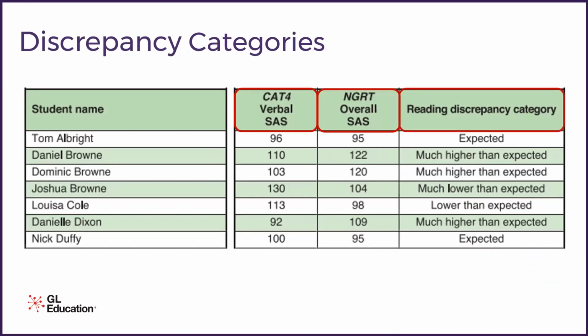A reading discrepancy category highlights whether an individual's test performance matches, exceeds, or is not consistent with the reading attainment of children of a similar age and cognitive profile ability. For example, Joshua Brown has a high score in his CAT4 verbal battery, 130, but his NGRT SAS is 104. Given his underlying verbal skills, it is surprising that Joshua's score in his reading attainment test is not more consistent with his CAT4 verbal SAS.